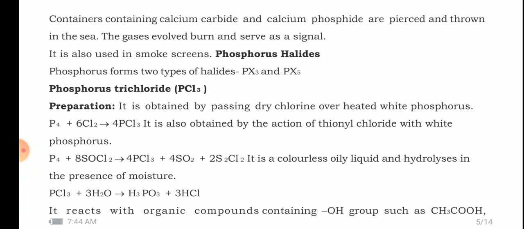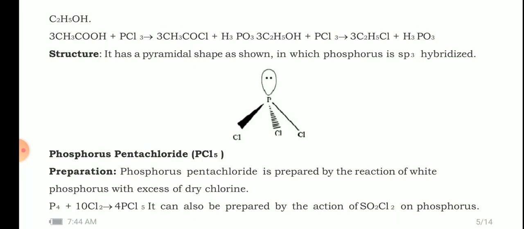It reacts with organic compounds containing OH groups such as acetic acid and ethyl alcohol, to replace that OH group by Cl, which we have seen in the organic chemistry chapter. So when acetic acid reacts with PCl3, it forms acid chloride and phosphorous acid, and similarly when ethyl alcohol reacts with PCl3, it forms ethyl chloride and phosphorous acid. Structure: it has a pyramidal shape like ammonia, in which phosphorus is sp3 hybridized.